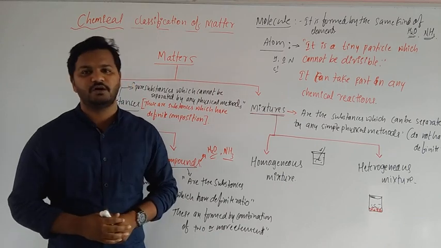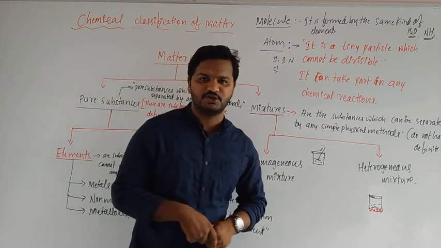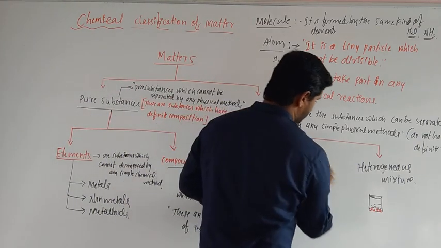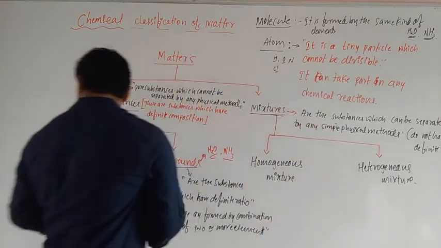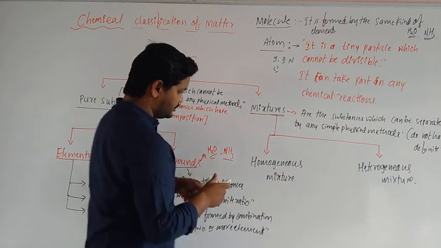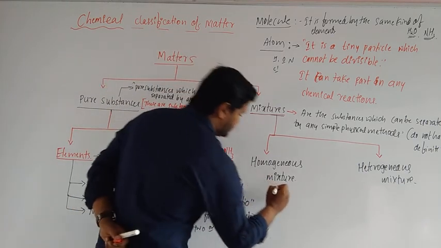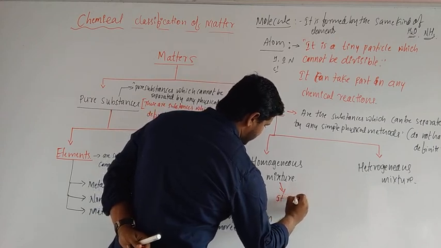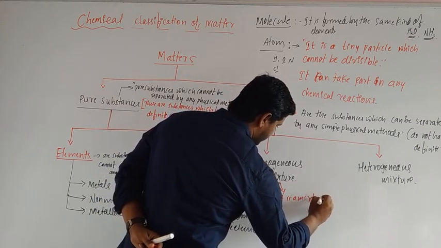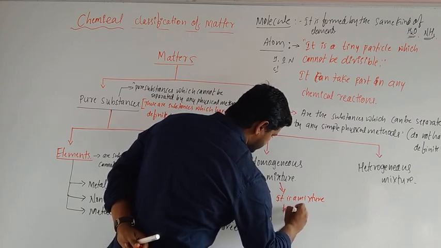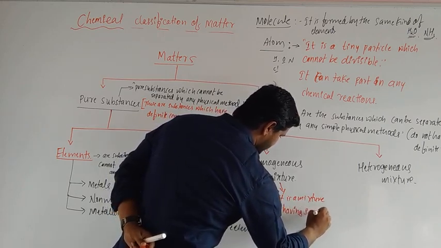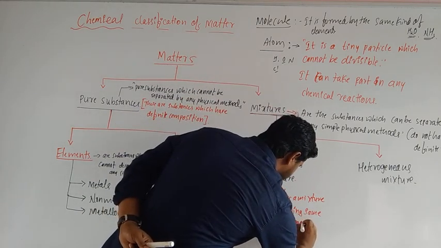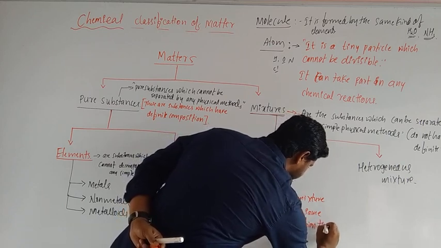Now, definition for a homogeneous mixture. What is a homogeneous mixture? The composition of the solution is the same. Here, homogeneous mixture definition: homogeneous mixture, it is a mixture having same composition throughout.